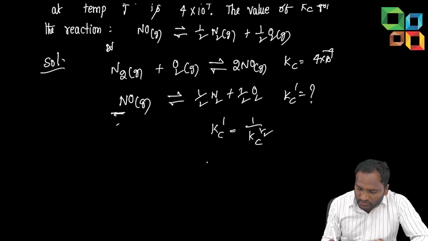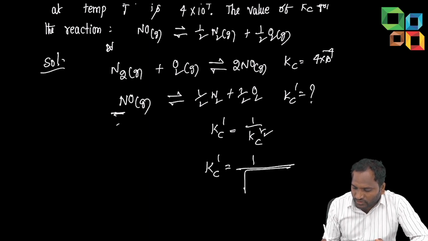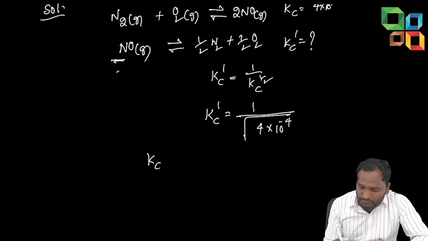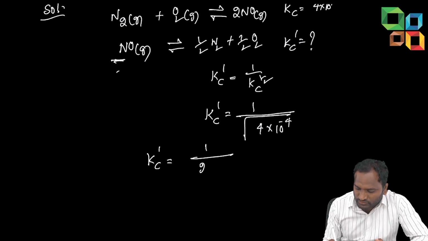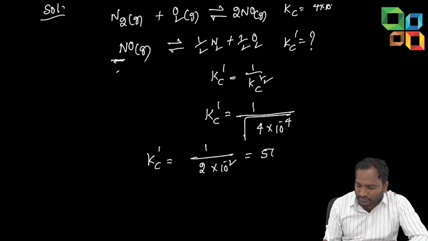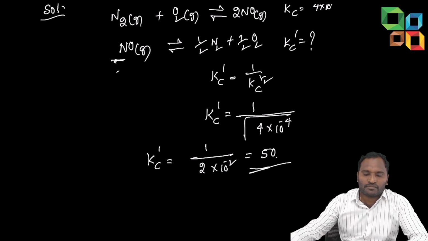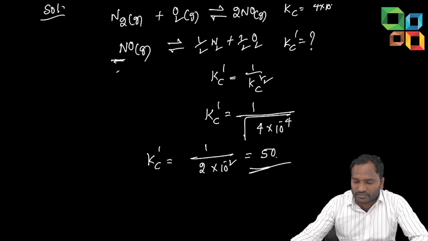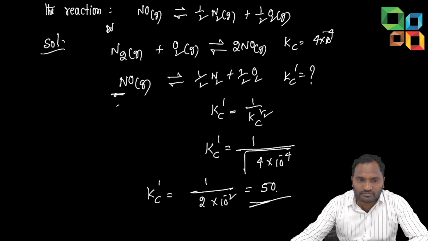So now, in order to get Kc dash, what do you have to do, students? Raise to the power 1 by 2, which means the square root of 4 into 10 to the power minus 4. Here the square root of 4 is 2 into 10 to the power minus 2. How much will we get, students? 50. Kc dash is 50. Understood, students?